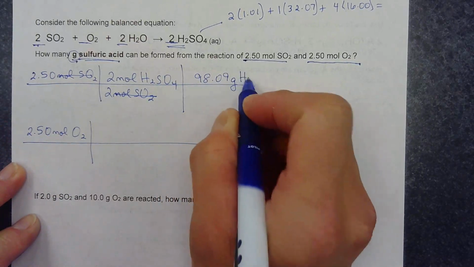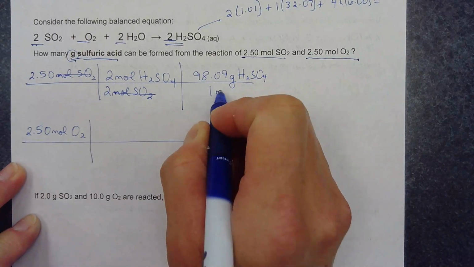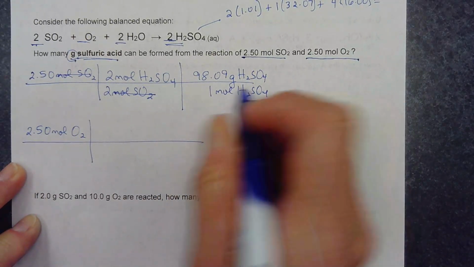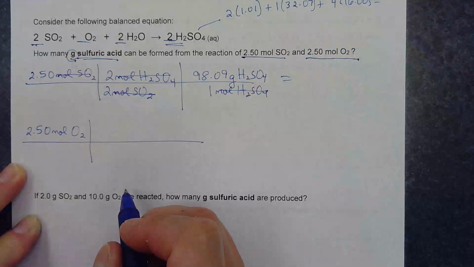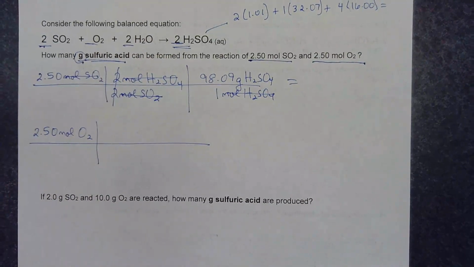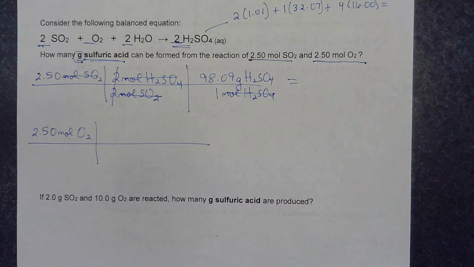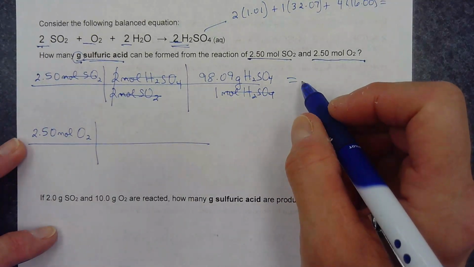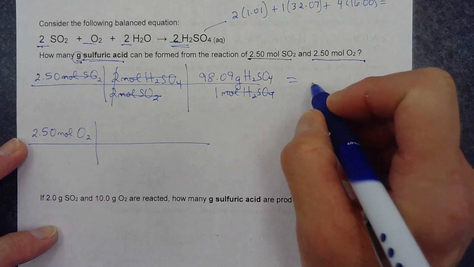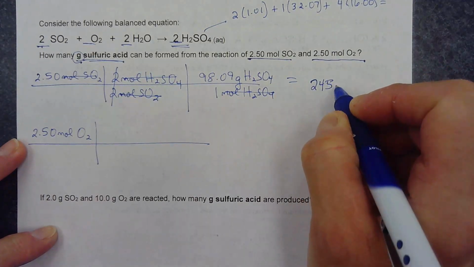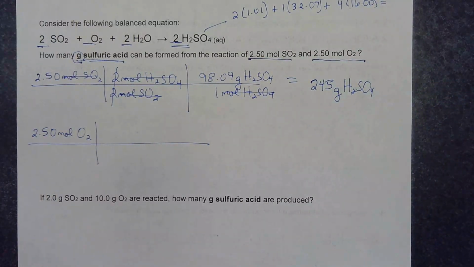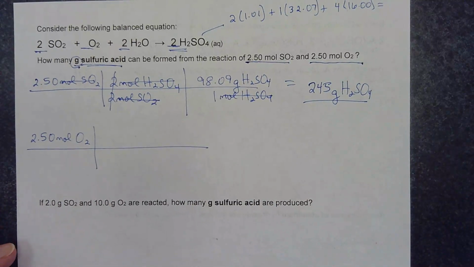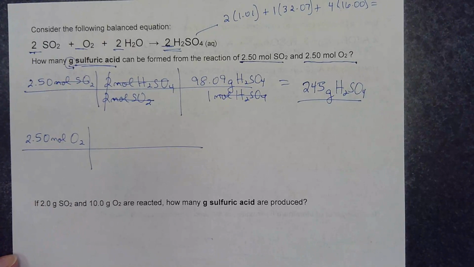All right, so 98.09 grams H2SO4 over 1 mole H2SO4. Is that what we want to be? Yes. So moles of H2SO4 cancel out. I could also cancel those 2's out. So then plug in your numbers. And the significant figures should be how many? So what's my final answer here for this problem? 245 grams H2SO4. Now that may or may not be my final answer, so I'm just going to stop right there. I could underline it, but I'm not going to circle it yet. Yes or no?